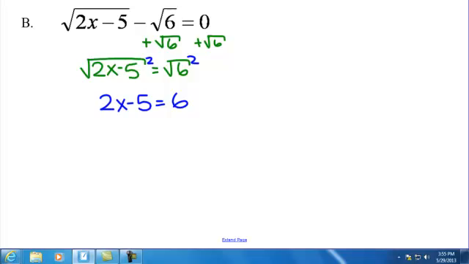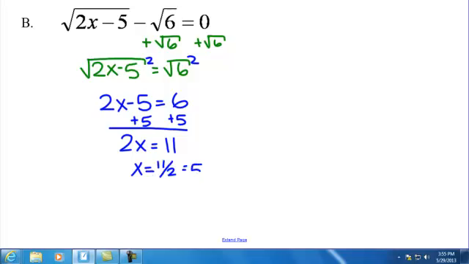So when you see a problem like B, don't be tempted to just start squaring both sides. See if you can make your life a little easier, because then there's no double distribution involved. All we gotta do is add 5 to both sides. So we get 2x equals 11. And if we divide both sides by 2, we end up with 11 halves, or 5.5.